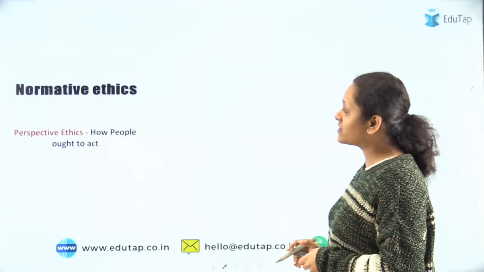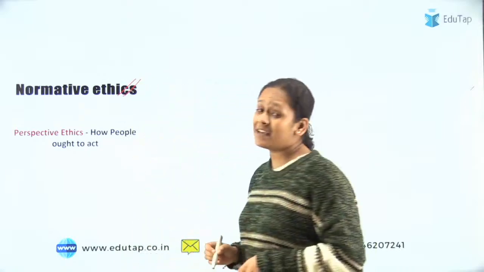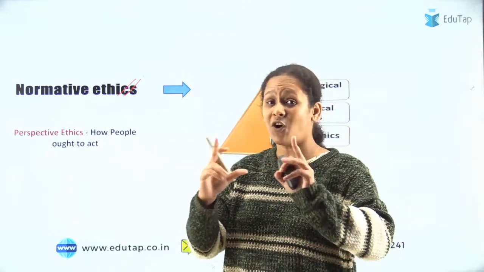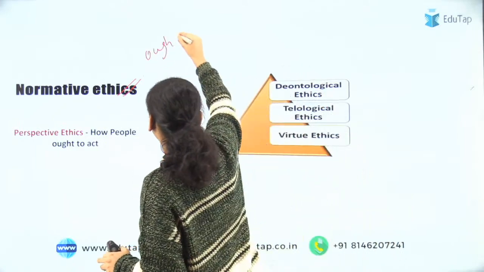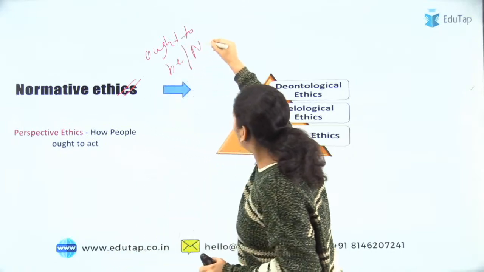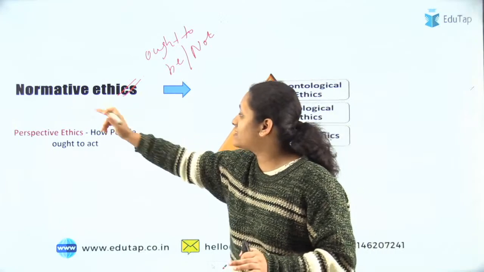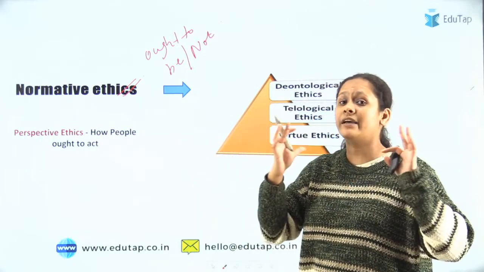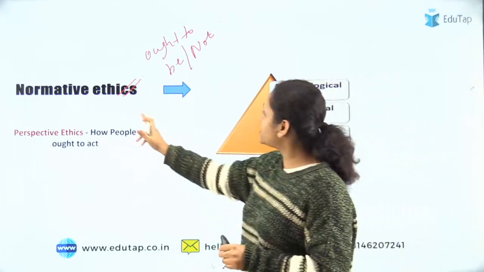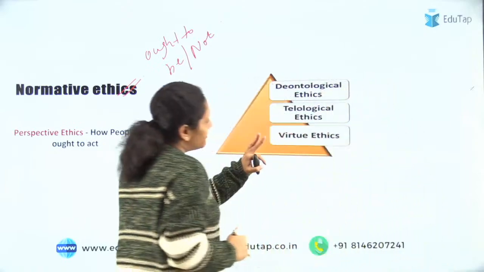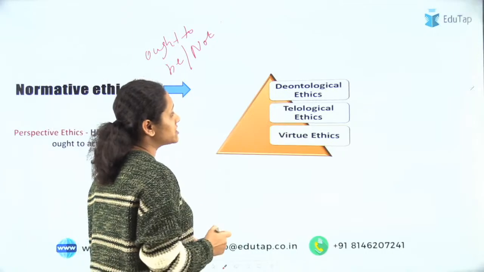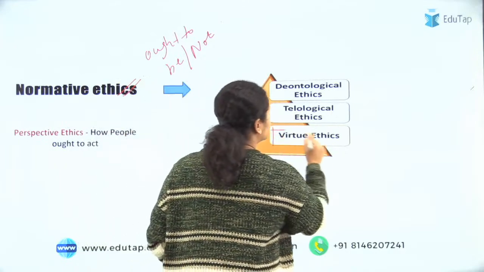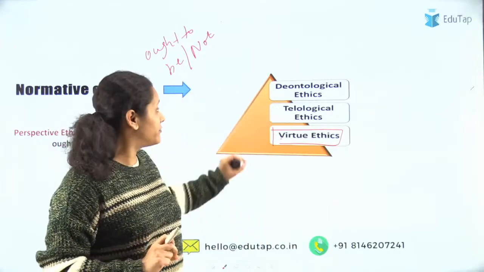The next type of ethics is normative ethics. When I say normative ethics, I simply mean what ought to be and what ought not to be. Okay? Ought to be and ought not to be. This is what normative ethics says. Descriptive ethics was telling the viewpoint, and this is telling what has to be, what ought to be, and what ought not to be. Now, this normative ethics is further divided into three types. The first type is deontological ethics, the second is teleological, and the third is virtue ethics. Now, let us understand the three of them one by one.